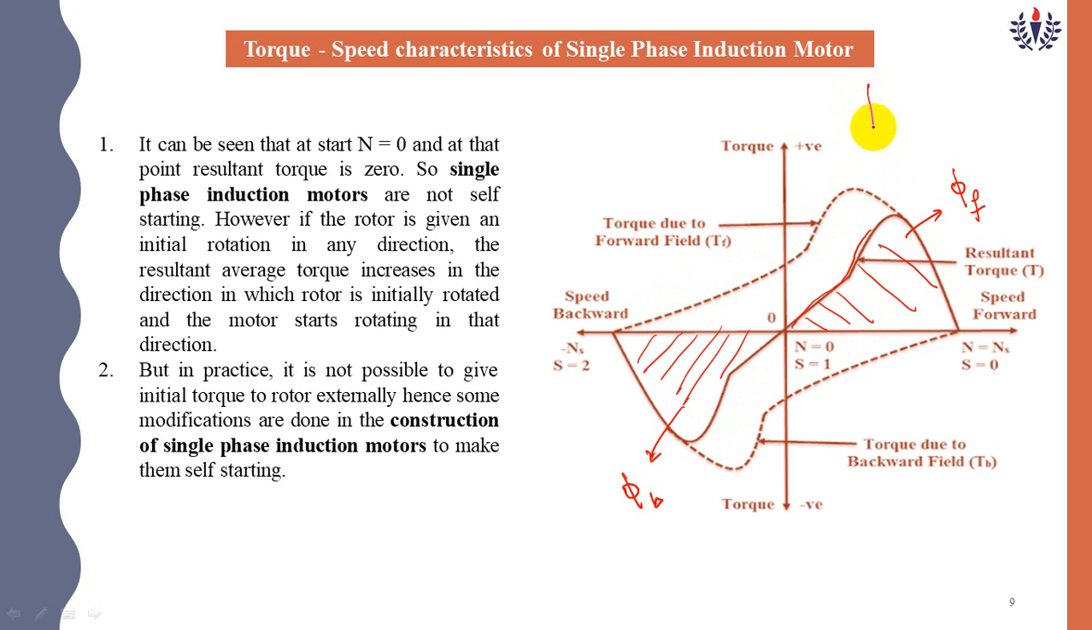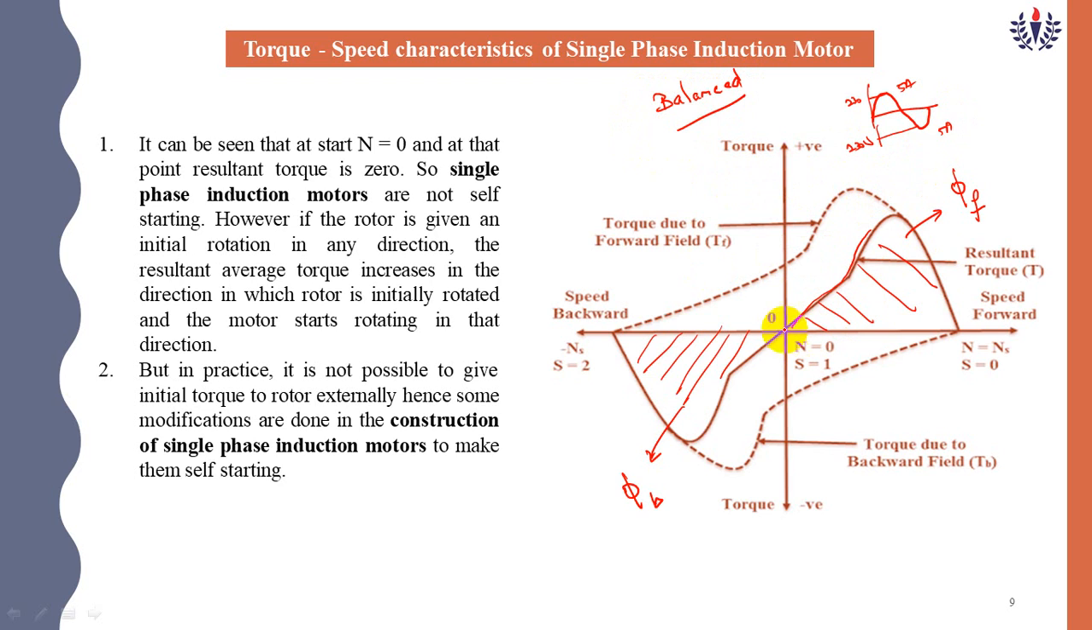Why it is equal is because we are giving a balanced supply. In positive we are giving 230, and in negative also we are giving 230. The current here is 5 ampere, and here also it is 5 ampere. Both are the same, so it is a balanced supply. Due to this balanced supply, we are getting proper torque speed characteristics.